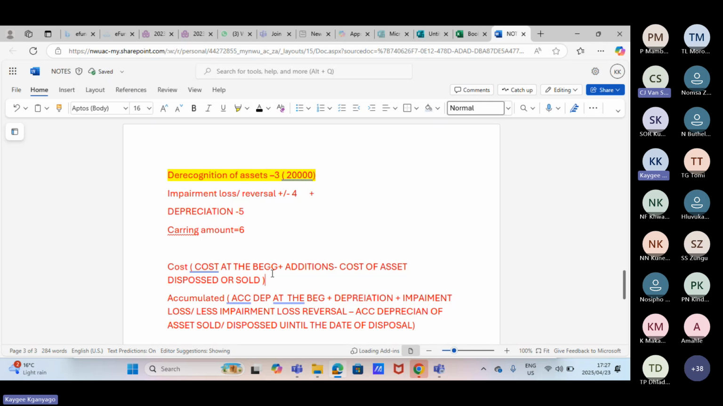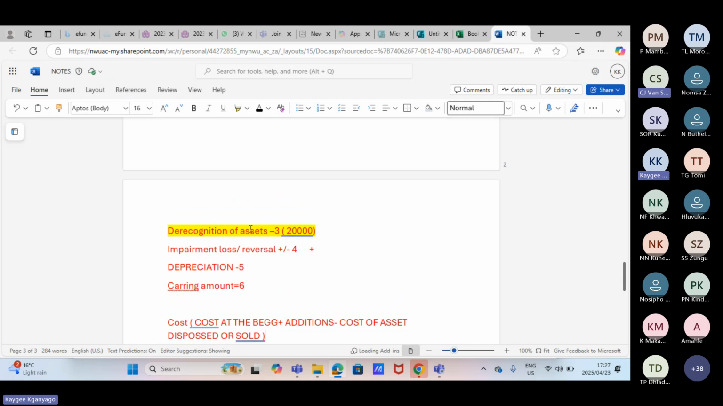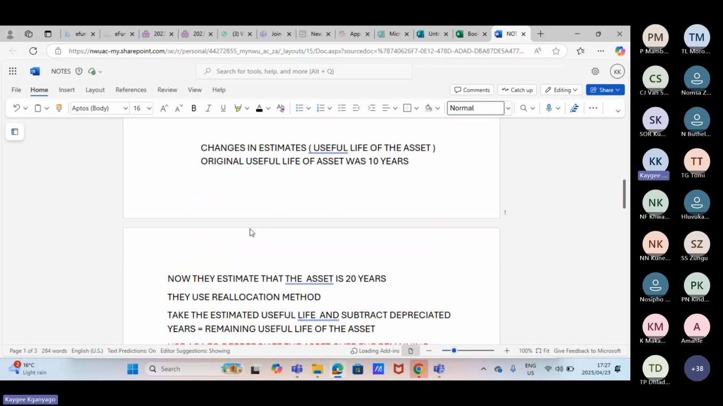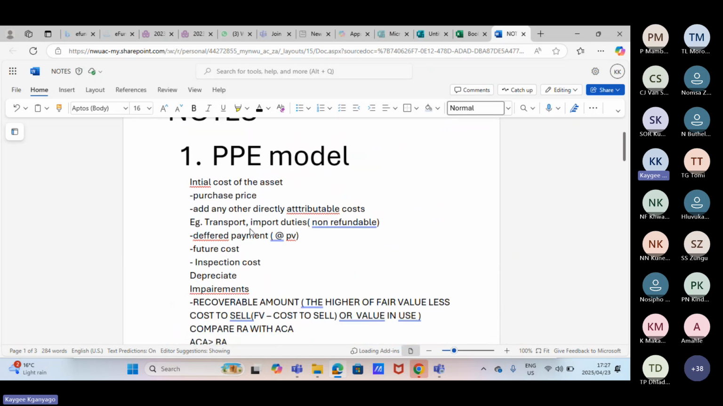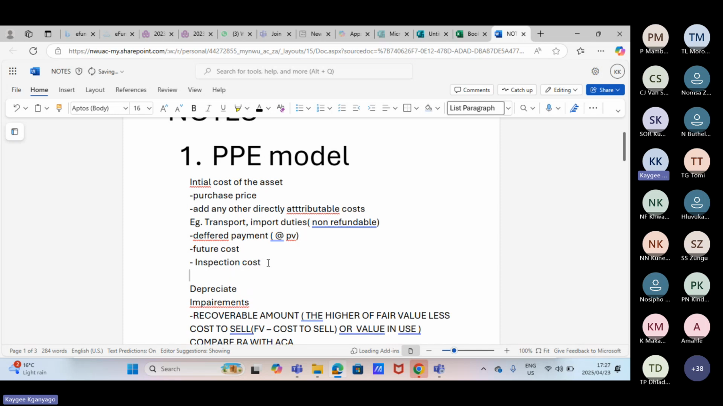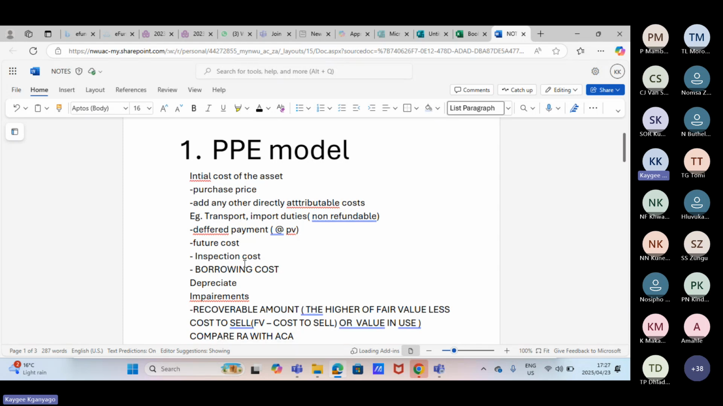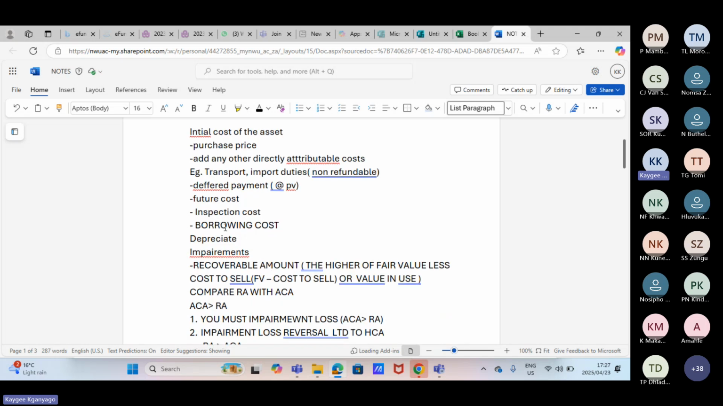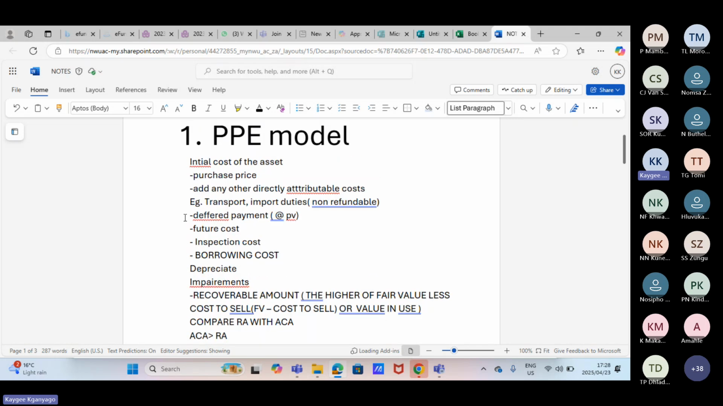Sorry, with the borrowing cost capitalized, do we add it to the cost? Okay, I must now come back here. You see, now things are popping up one by one. Also, if there is borrowing cost, it must form part of my initial cost of the asset. Borrowing cost. And borrowing cost is depreciated together with the asset, again over the same useful life. Are we together there? You see now things are coming in one by one. Are we happy now?